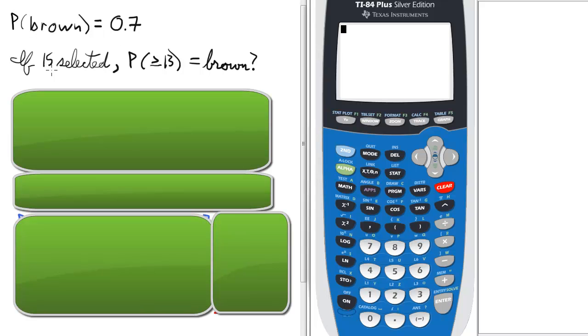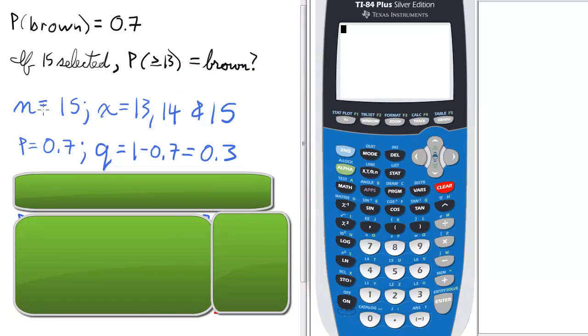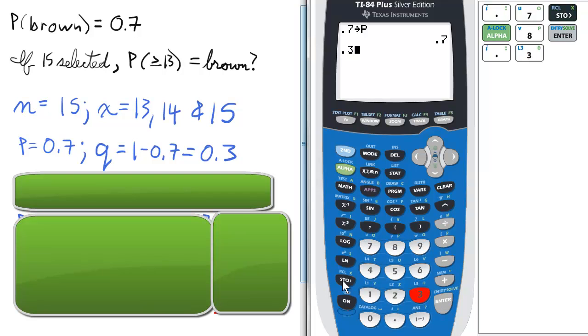The question is, if 15 are selected, what's the probability 13 or more are brown? So from this, we have some key variables. N is 15, X is 13, 14, and 15, because we want to find the probabilities of 13, 14, and 15 having brown eyes. So the P is 0.7, and the Q is 1 minus 0.7, which is 0.3. So we don't have to type this again and again, we just want to say 0.7, store that as alpha P, enter, and 0.3, store that as alpha Q, and enter.